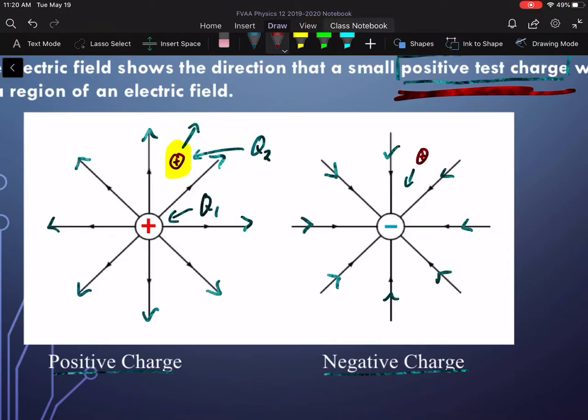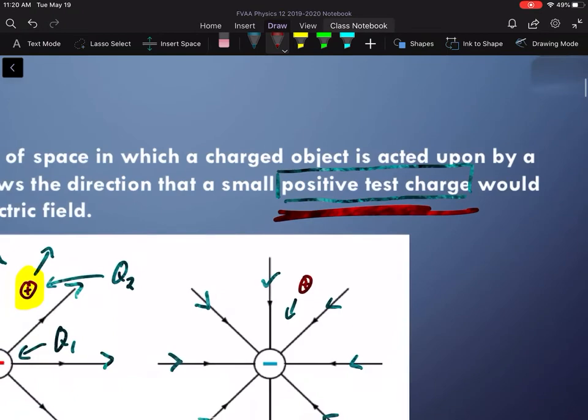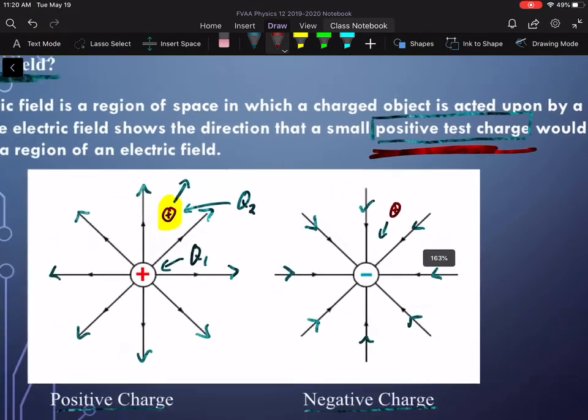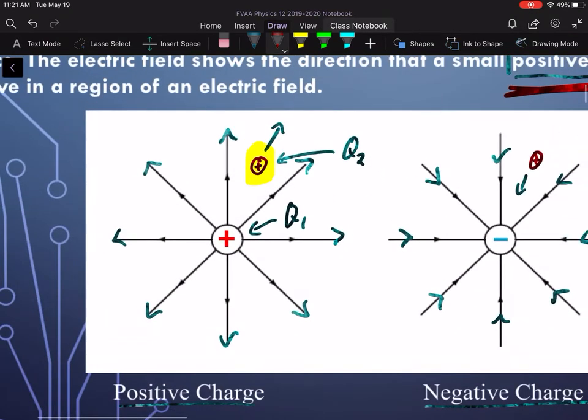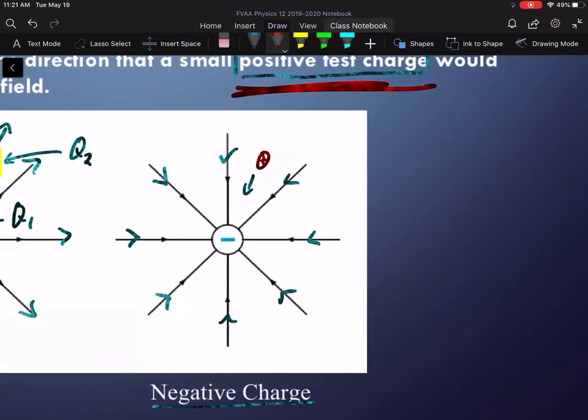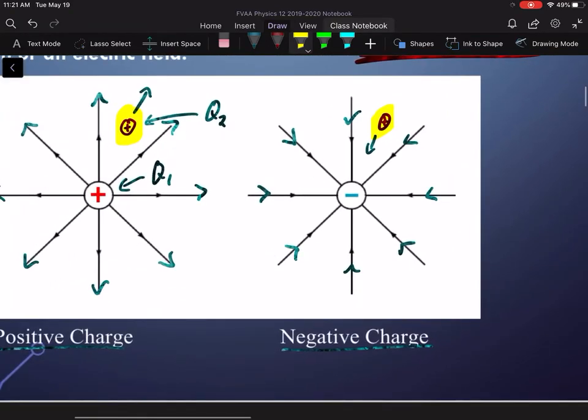The reason why the arrows move away from a positive charge and towards the source of the charge in the negative charge is because the arrow direction is based on a positive test charge. That's why I put a box and underlined it several times here. If you were to put that highlighted positive test charge in a positive field, it would be repelled because they're like charges. And if you were to put that same positive test charge in a negatively sourced electrical field, it would move towards the negative charge. That's why the arrows are moving towards the charge.